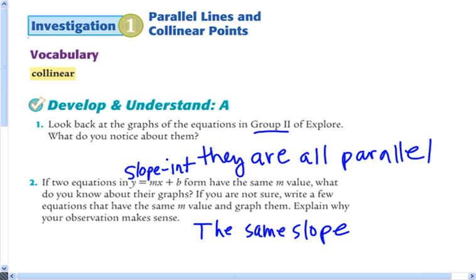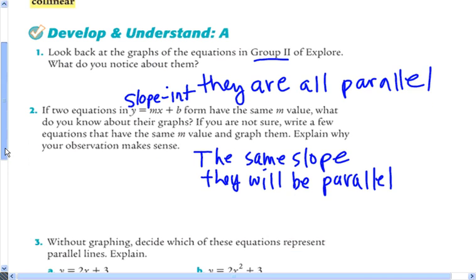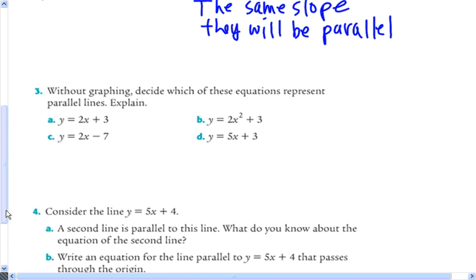Explain why your observations make sense. And if they have the same slope, they will be parallel, as long as the y-intercepts are different. If they're the same y-intercept, then the one would land on top of the other equation or graph. All right, so let's try a couple problems here using this idea. Without graphing, decide which of these equations represent parallel lines. Explain.